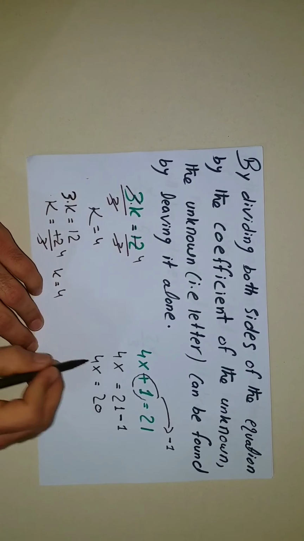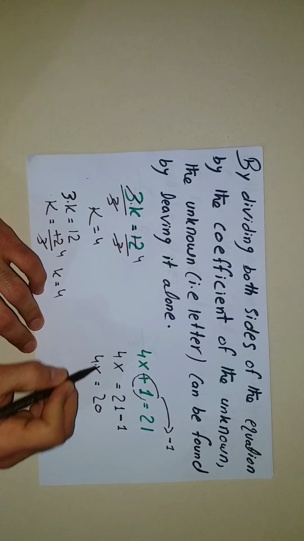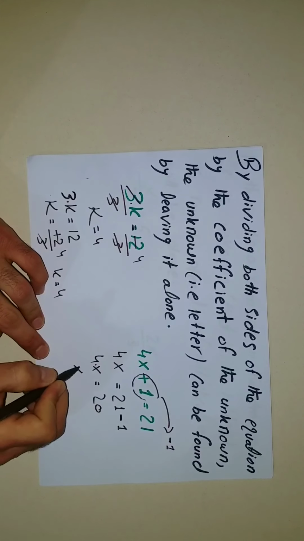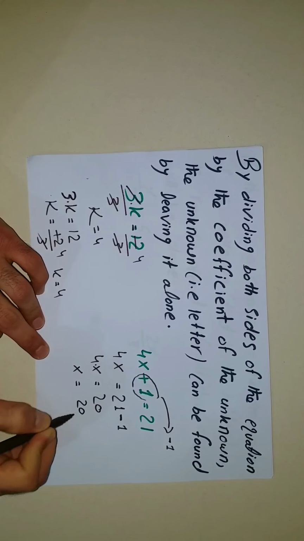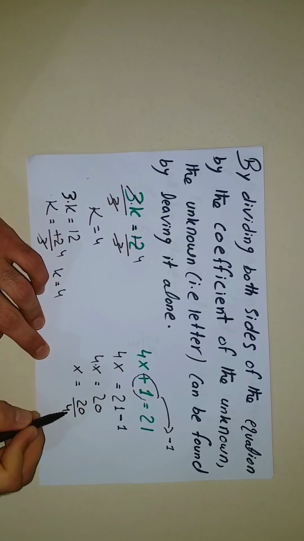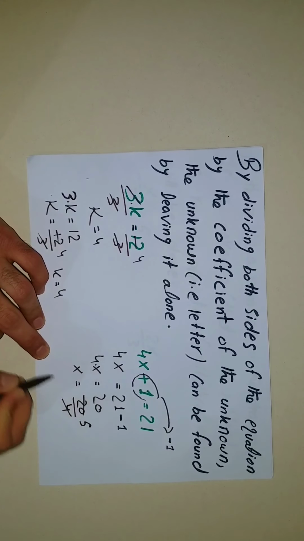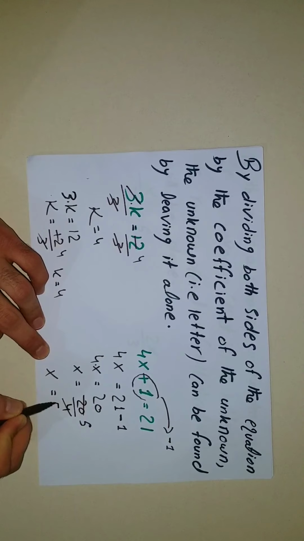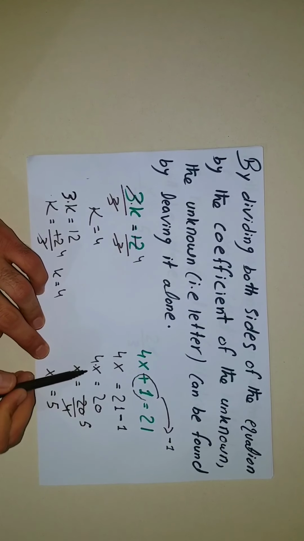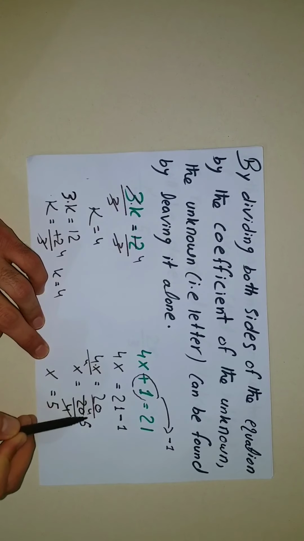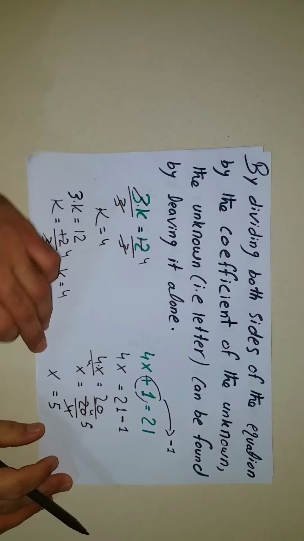Now I will transfer this 4 to the other side. Here it is in multiplication. If I transfer it to the other side of the equation, it will be division. So 4 ones are 4, 4 fives are 20. So x will be 5. You can also solve this question like this: it means you can divide by 4 on both sides. It will give you the same result.